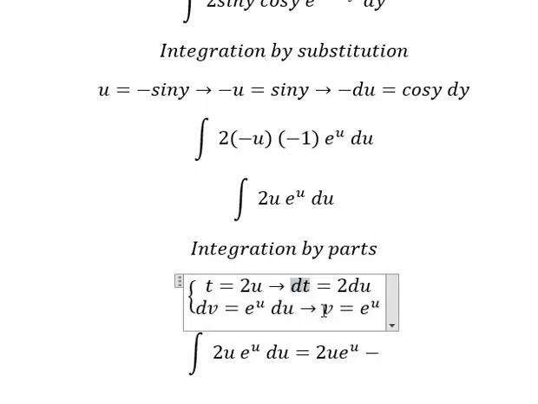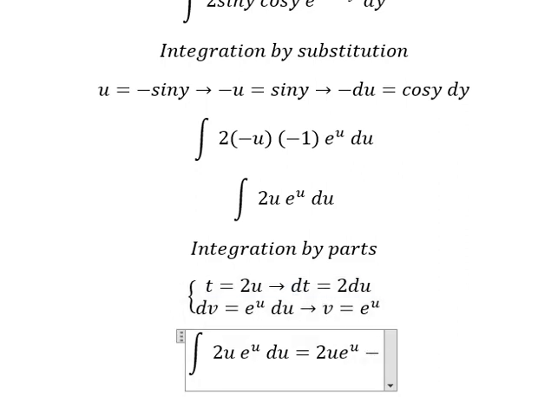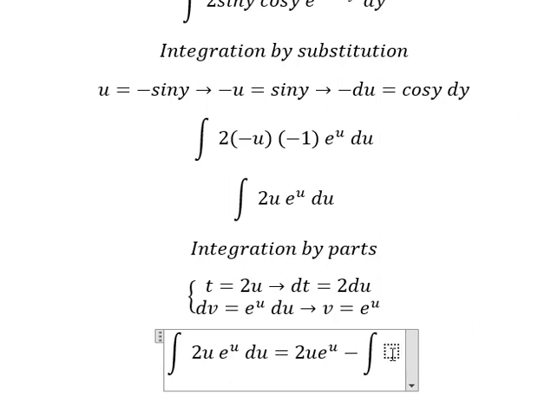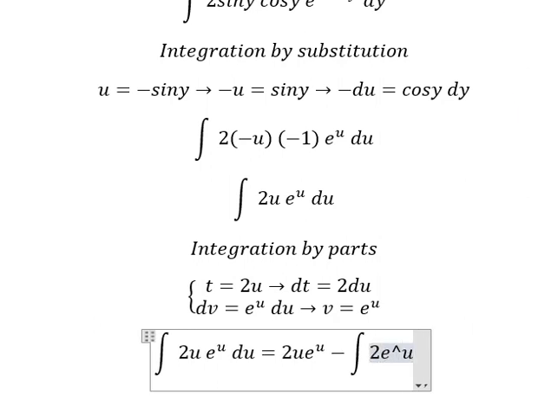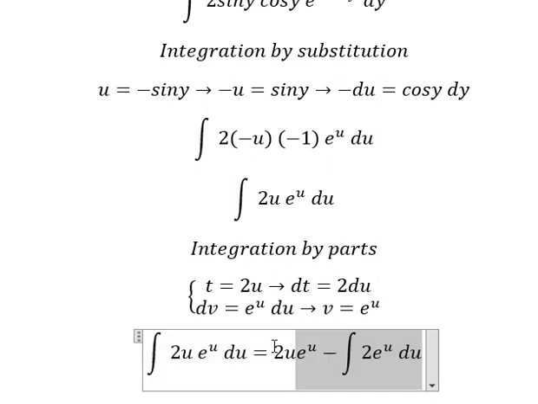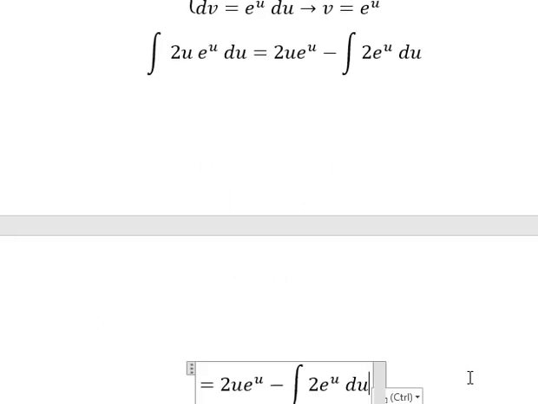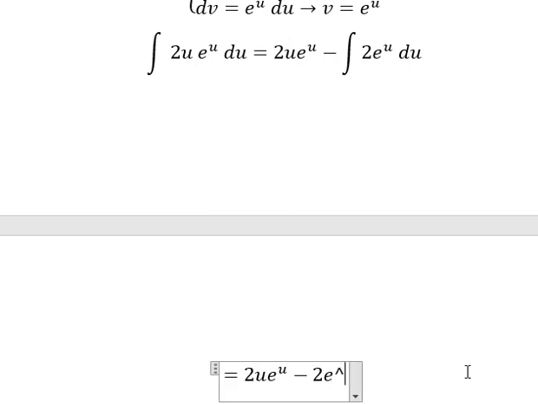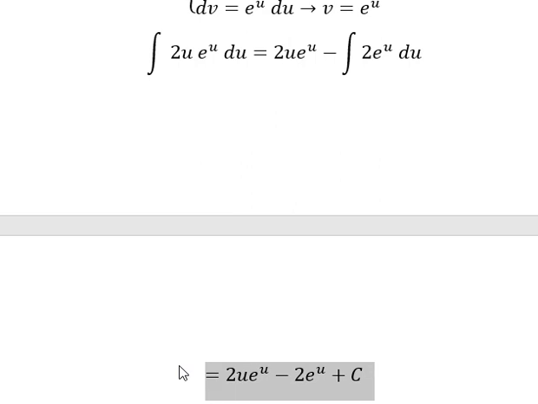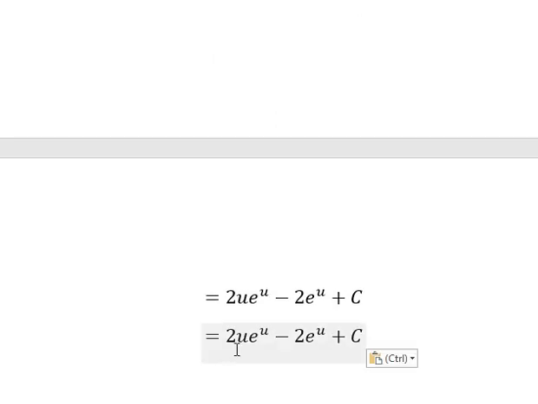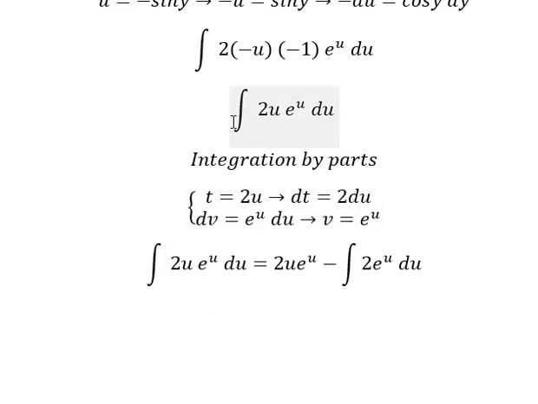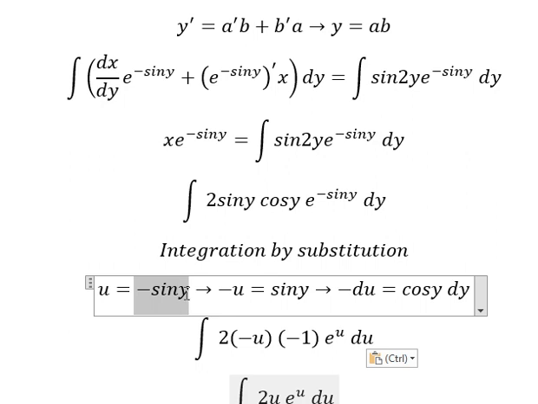the integration of v multiplied by dt. So this one, we have the integration 2e to the power of u du. The integration of this one is 2e to the power of u, and I will put plus c. About u, that is negative sine y.